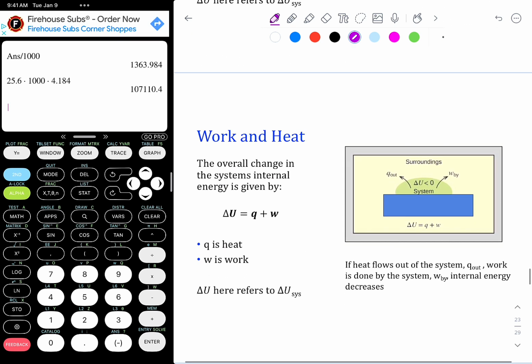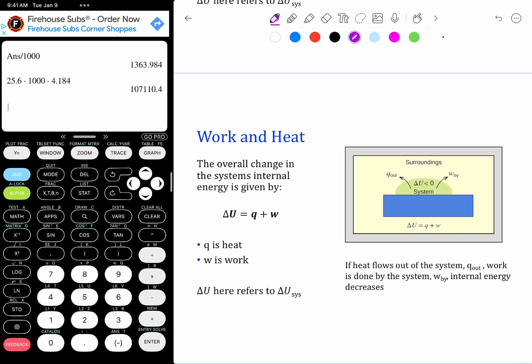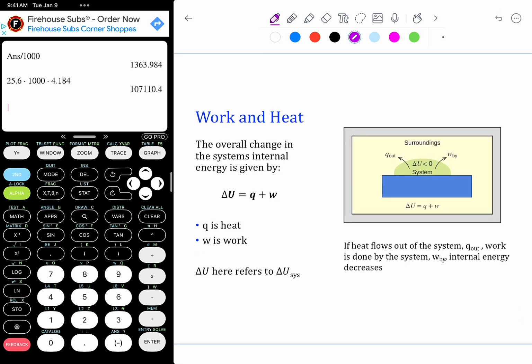Next, if we look at the second half of this image, if heat flows out of the system, which would be an exothermic reaction, work is done by the system, and therefore the internal energy would then decrease, because if I'm doing work, I have to give off energy. Now, as I said before, this language of heat being transferred to the system by the surroundings, to the surroundings by the system, to and by, in and out, these are all very important language for what we're talking about with energy.